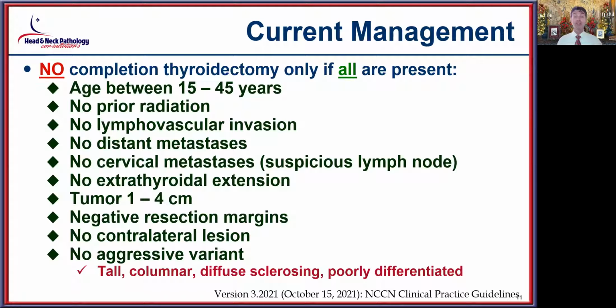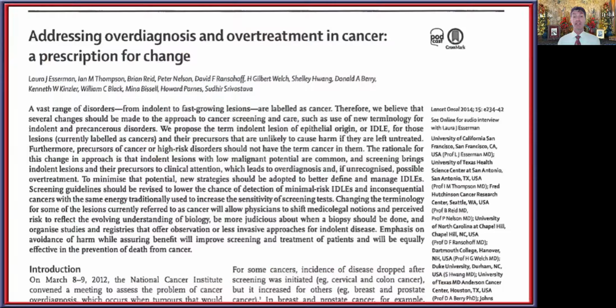So what is interesting is if you flip this around and say, when is it that you would not do a completion thyroidectomy? You can really see that no completion thyroidectomy is done only if all of these things are present. So you can really tell that there is a major bias and a major focus to doing a total thyroidectomy for these patients.